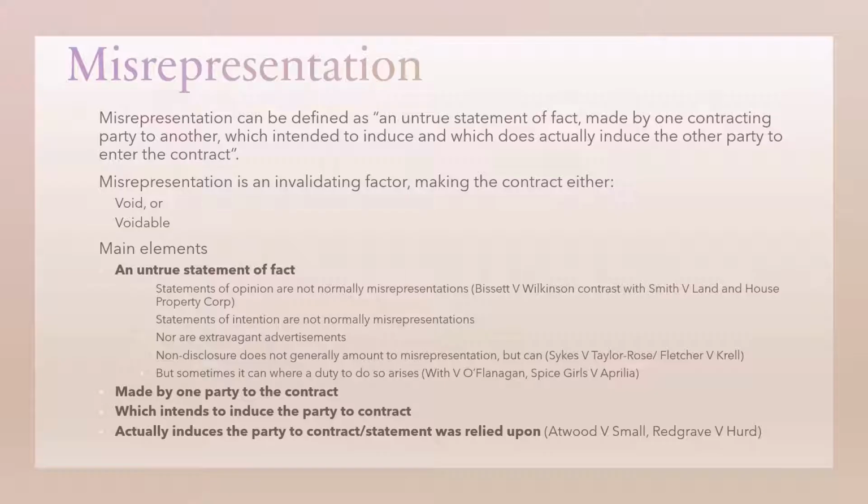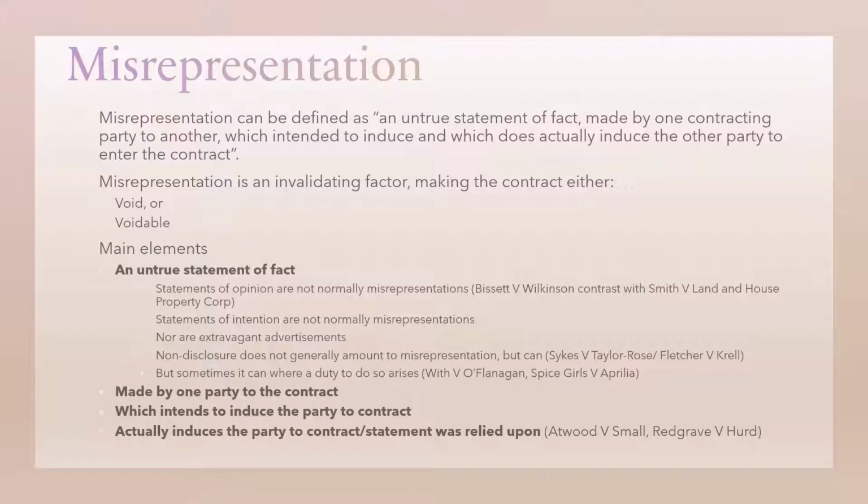Non-disclosure doesn't normally amount to misrepresentation, but can if there's a duty to disclose, like Spice Girls and Aprilia Motors, where one member of the band had left and they were under a duty to say this because the marketing material had all 5 of them on it, so they lost value.